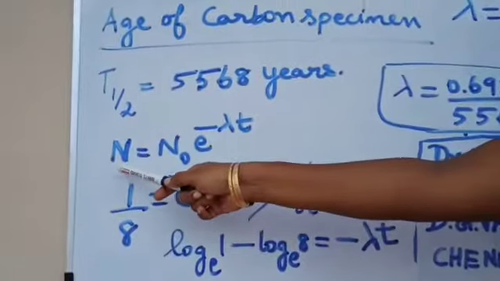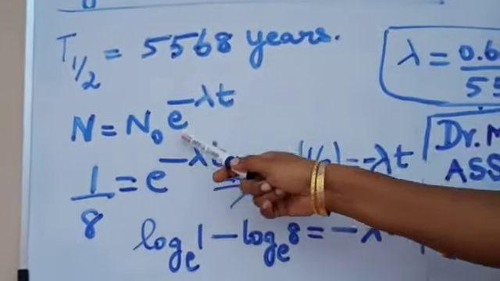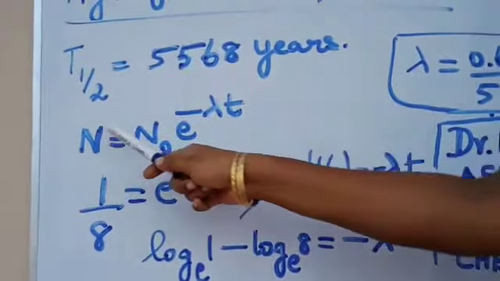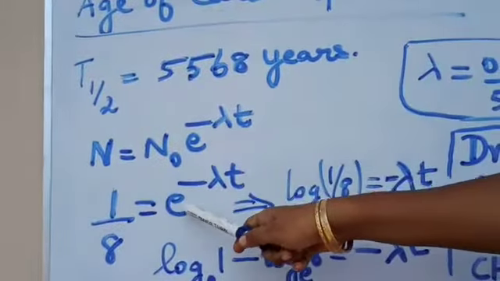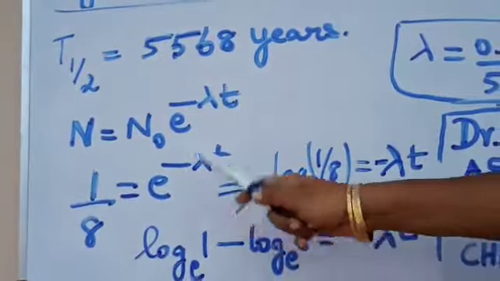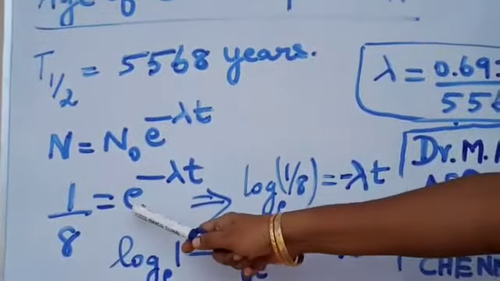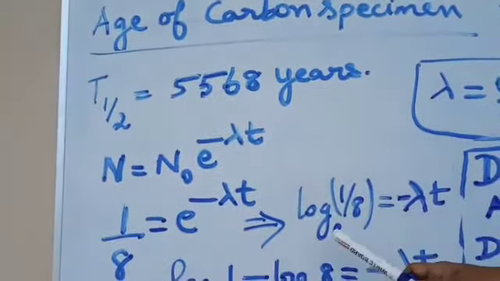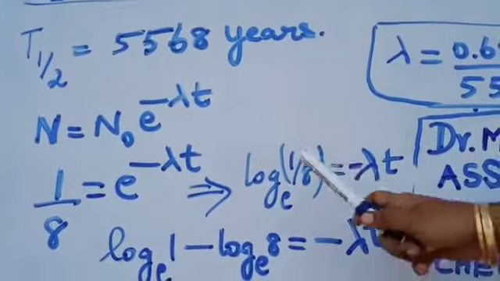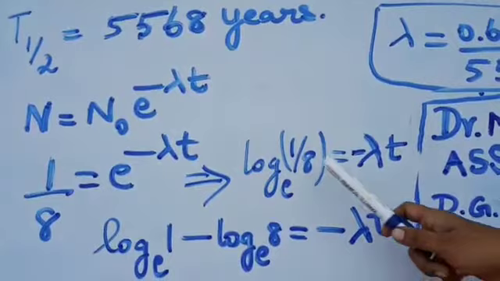Starting from this formula, N is equal to N0 exponential minus lambda t. N by N0 in the problem is given as 1/8. The RHS contains exponential minus lambda t. In all the problems we have to eliminate this exponential. For that, take log on both sides.